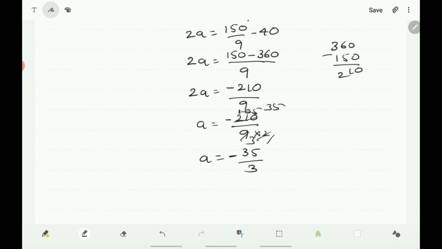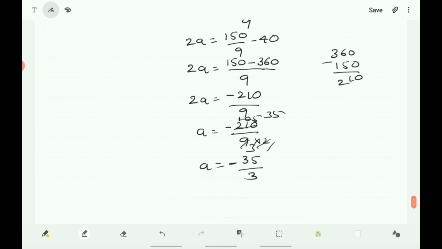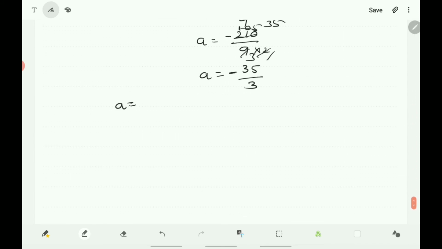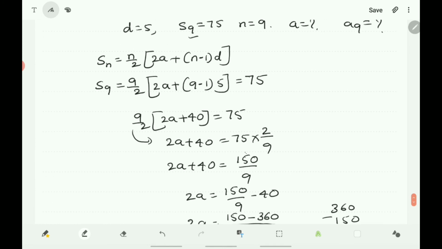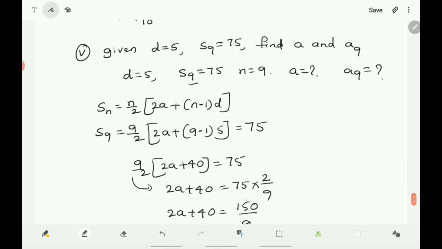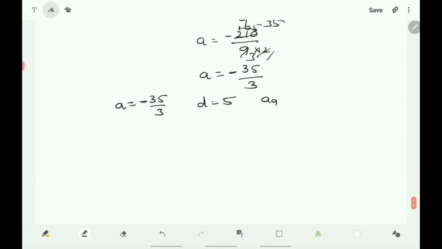So you got the value of a. a is equal to minus 35 by 3. Next, what you have to find out? a9. Here you got the value of a, a is equal to minus 35 by 3, and d is also given here, that is d is 5. And find a9. a9 is equal to question mark. Then use the formula an is equal to a plus n minus 1 into d.